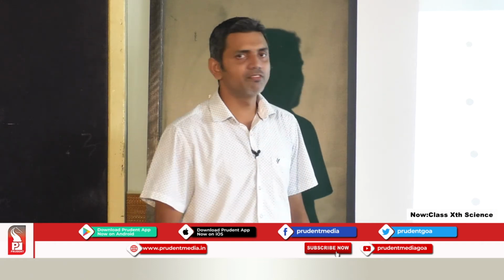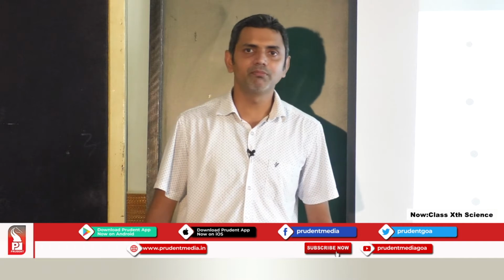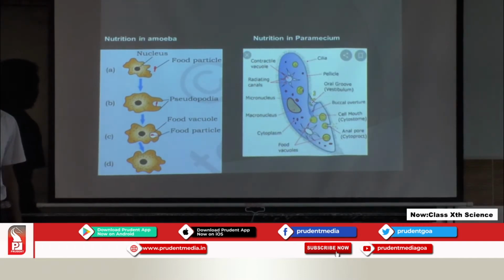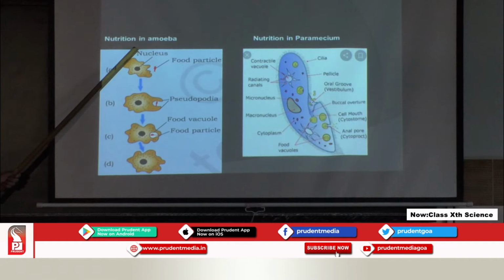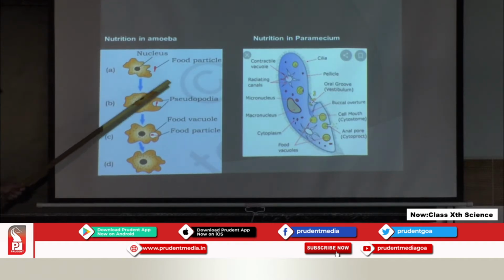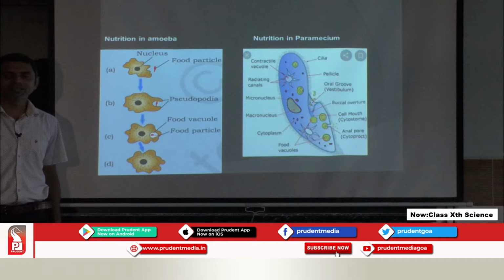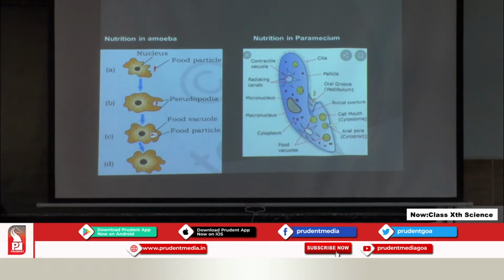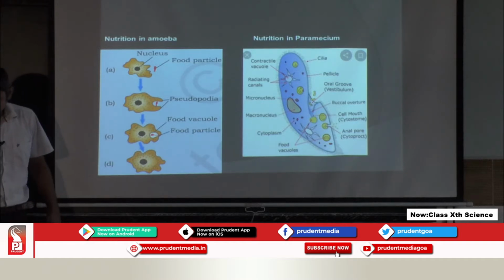Let us understand the difference between amoeba and paramecium. Amoeba has an irregular shape, paramecium has a definite shape. Then, food is taken in at any spot in amoeba, and food is taken in at a specific spot in case of paramecium. So, this is regarding amoeba and paramecium.